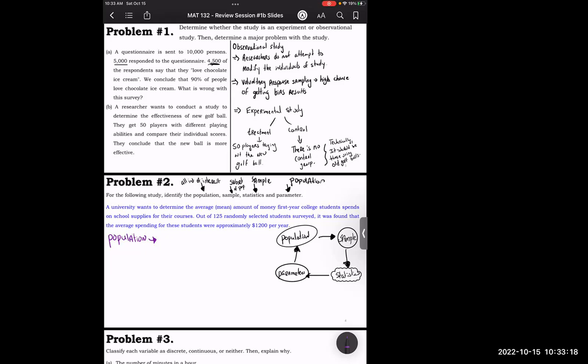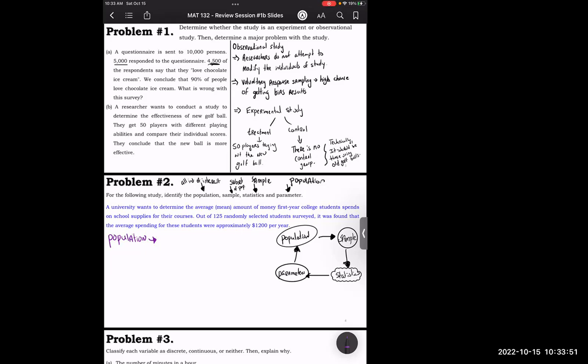Who are the individuals of interest? A university. Say it again. A university. Unfortunately, no. The university is actually the one conducting the research. We're just trying to figure out the population. Who are the people of interest? The first year college students. That's right. It's the first year college students that attends the university, right?